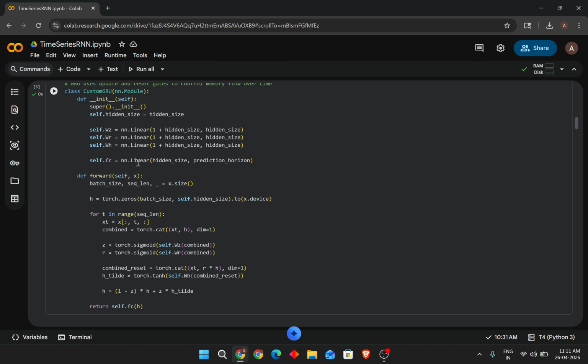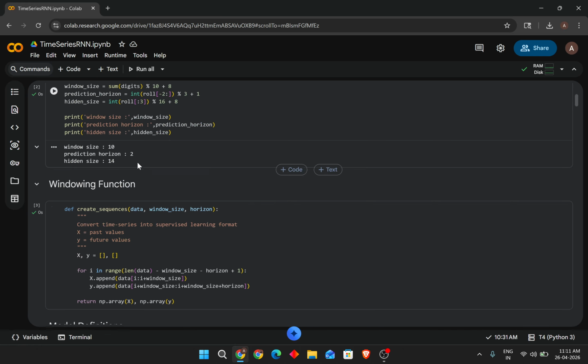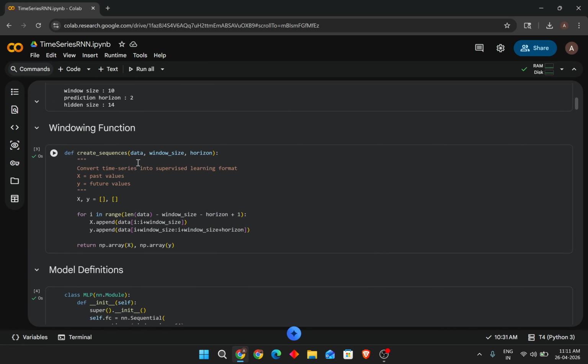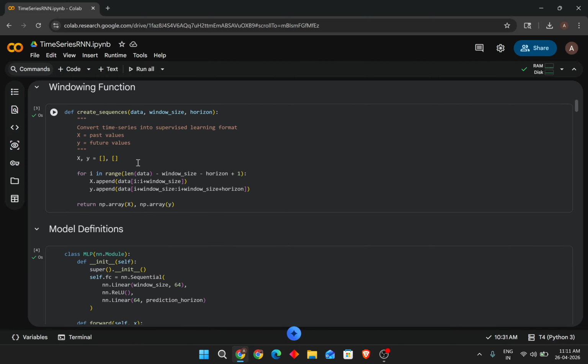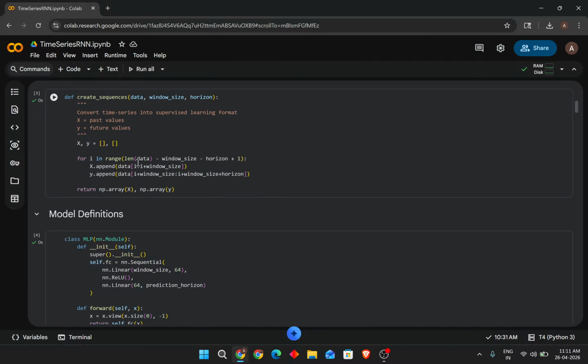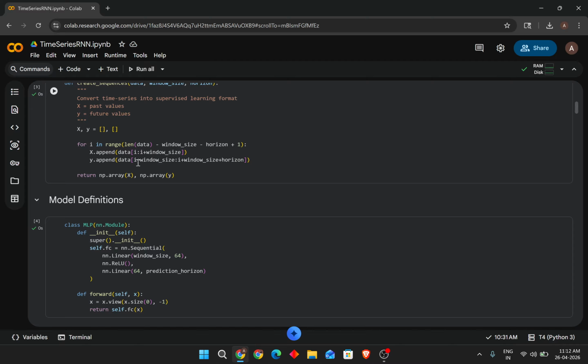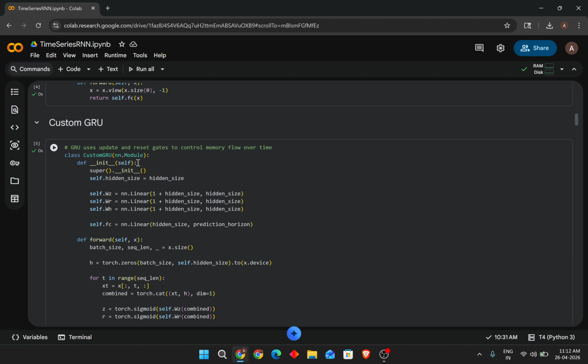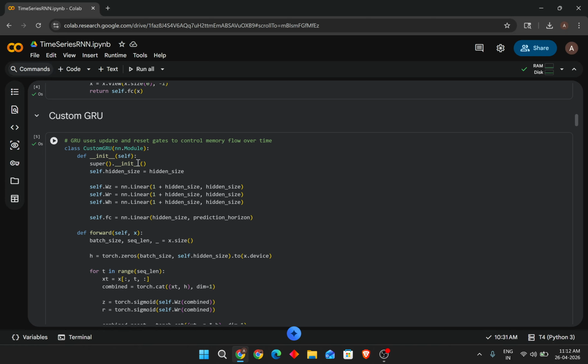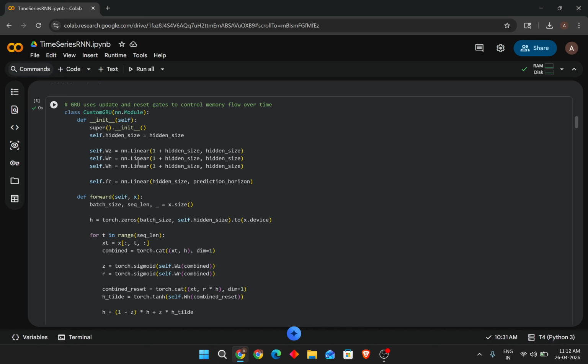Firstly, I have created a function to generate sequences using a sliding window approach. Then I split the data into training and testing sets using a chronological split to preserve time order. After that, I converted the data into tensors and ensured the correct shape, which is batch size, sequence length, and input dimension.